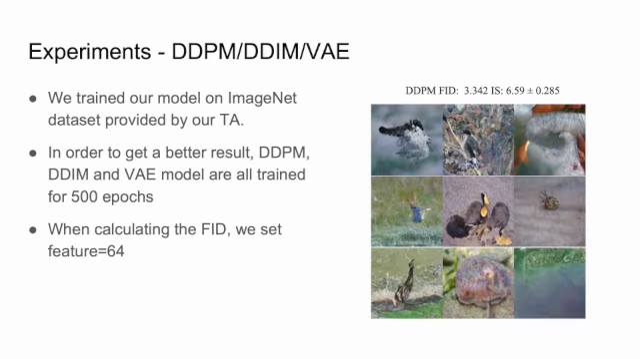Moving on to our experiments, we trained our models on the ImageNet dataset provided by the teaching staff. We trained the DDPM, DDM, and VAE models for 500 epochs to ensure fair comparison. For evaluation, we looked at FID and IS. On this slide, you can see our DDPM baseline achieved an FID of 3.342. However, if you look at the samples on the right, there is a clear disconnection between the metrics and the visual quality. While the model has learned the correct color patterns and textures of ImageNet, the generated images are not clearly recognizable objects.